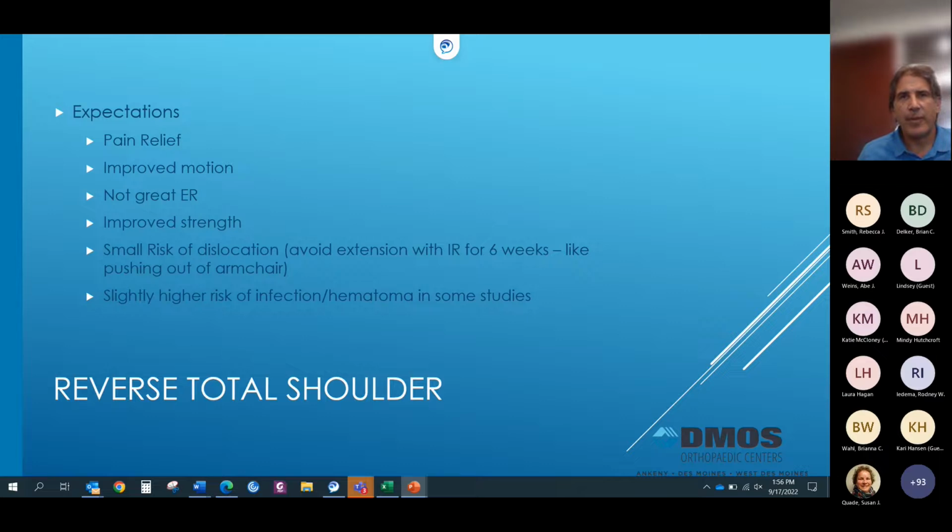If you have a patient with a reverse, I tell them to avoid extension of the shoulder and internal rotation, like when they're pushing up from a chair, to prevent dislocation. And that's for the first 6 weeks or so. I have them be careful on that. This is kind of the mechanism where you dislocate your shoulder with a reverse.